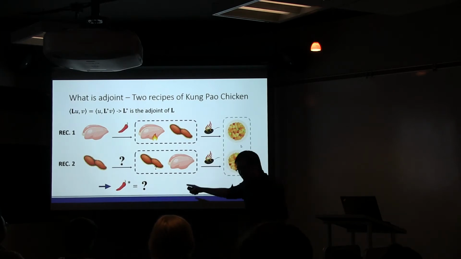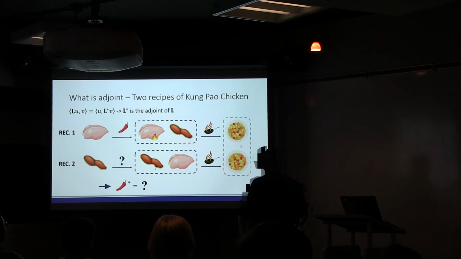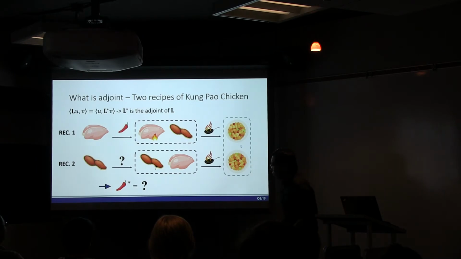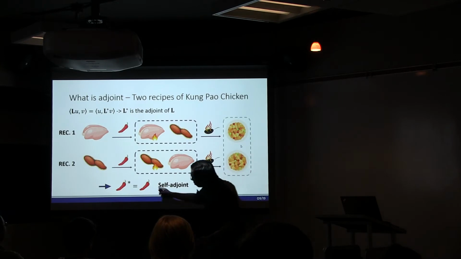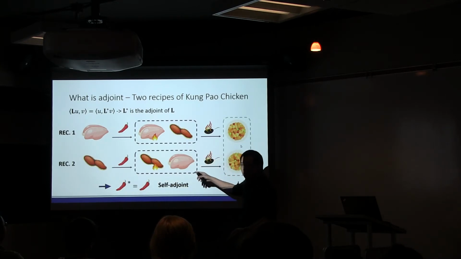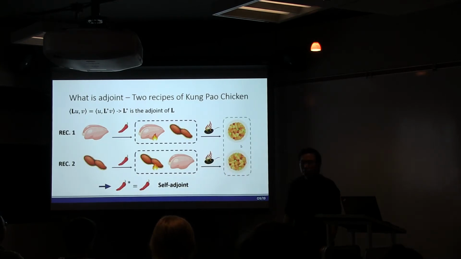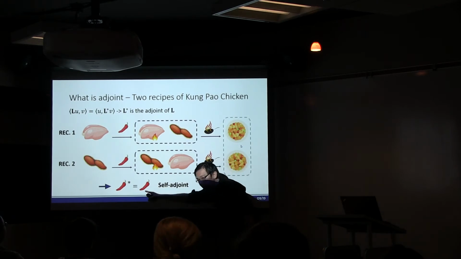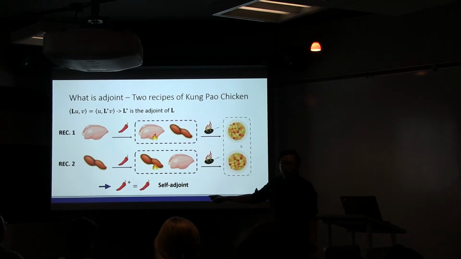Now think about this question mark. So what should it be? Actually, the answer is pretty simple. It's still spicy marinating. So you first make the peanut spicy and then mix them with the chicken. That basically gives you the same taste. So we say that this spicy marinade is a self-adjunct operator.